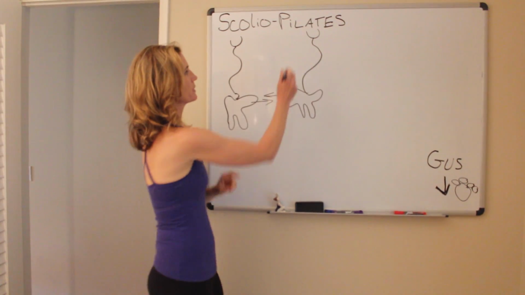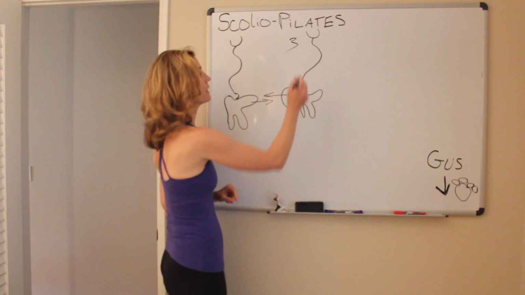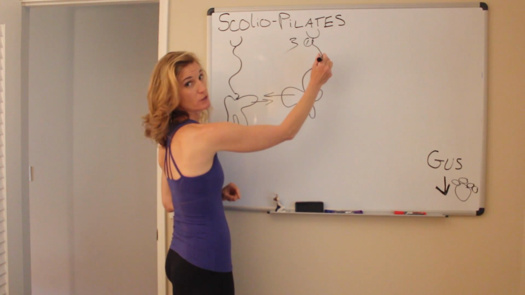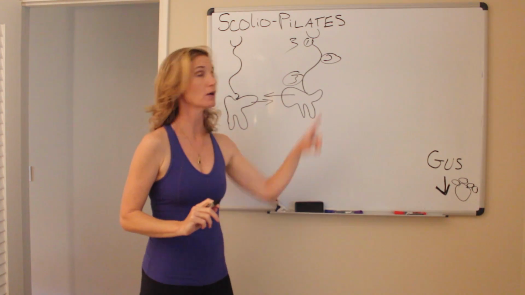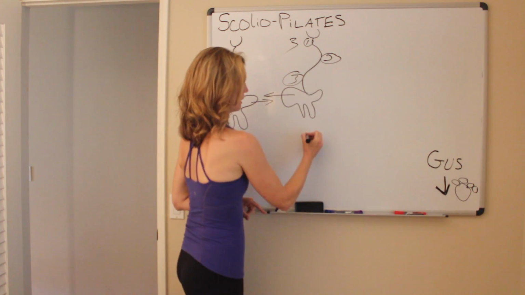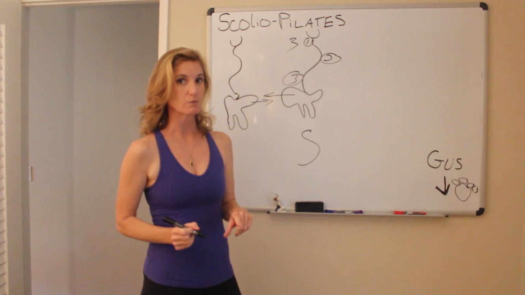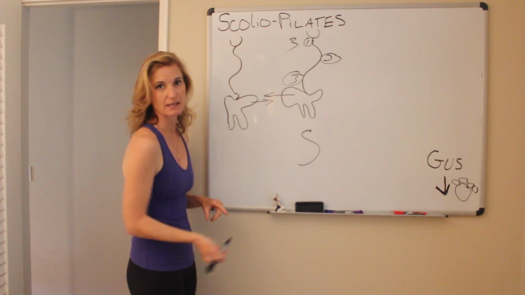So we talked about the 3 curve already, and the 3 was one curve in the neck, one curve in the thoracic, and one curve in the lumbar. This is also referred to as an S curve in the medical community because it looks like an S.